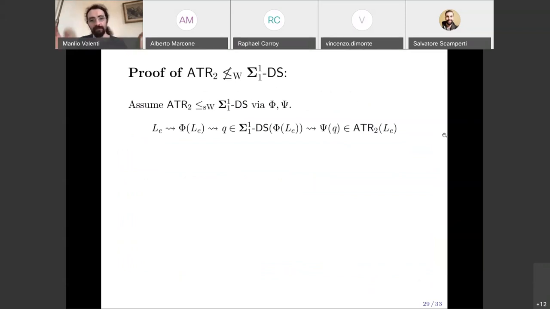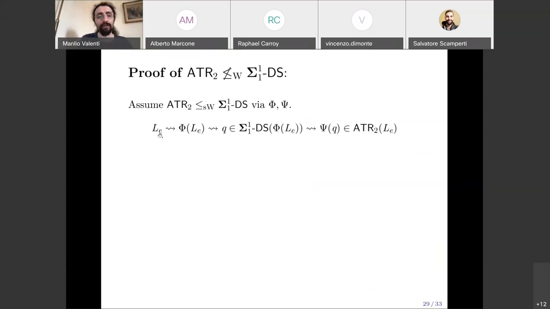And this is basically what happens in the reduction, right? You start from a linear order, which is the input for ATR2, and be careful, this is a bit tricky at least the first times, because the inputs for ATR2 and the input for sigma-1DS are both linear orders, right? So you should try not to mix the two. So LE is an input for ATR2. Then you apply the forward function, the psi here, to build a linear order, which is going to be the input for sigma-1DS. Then you apply sigma-1DS to get a descending sequence Q. You apply the backward function to Q, and now you get an answer to ATR2, to the original problem.